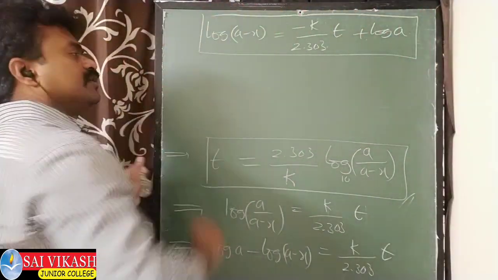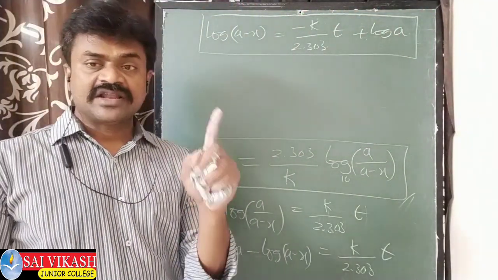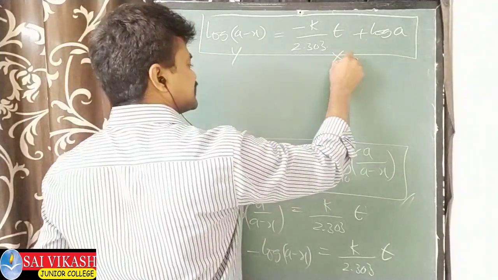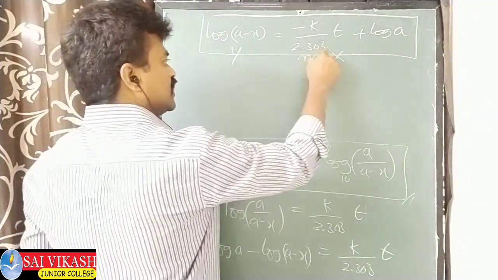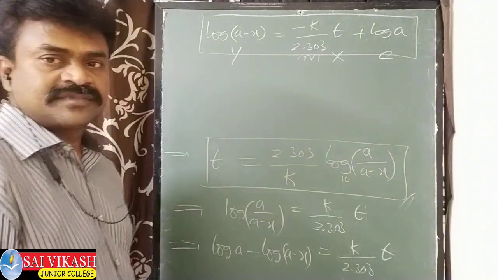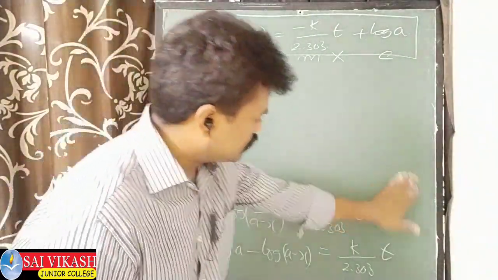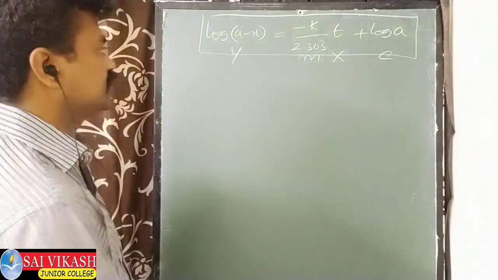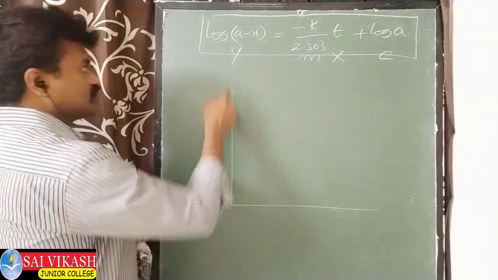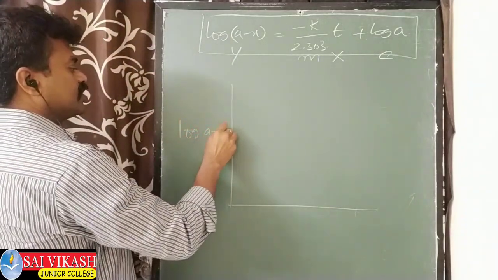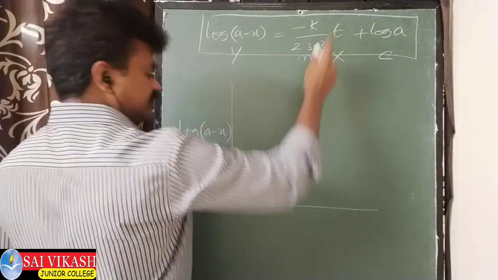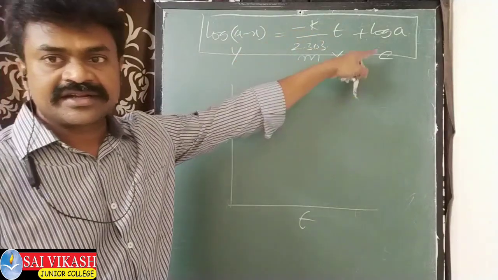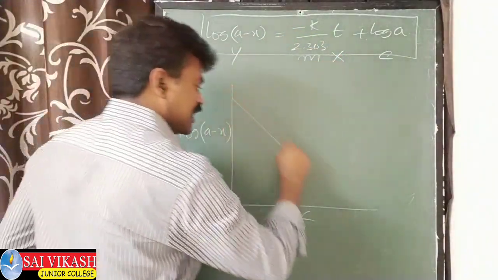Why I want this one is because they will ask to draw the graph. On y-axis is this, on x-axis is this. It is in y equal to mx plus c form. So if you take this one as y equal to mx plus c, on y-axis we are taking log of a minus x, on x-axis I am taking time t. So see, slope is negative, y-intercept is positive. So the graph comes like this.